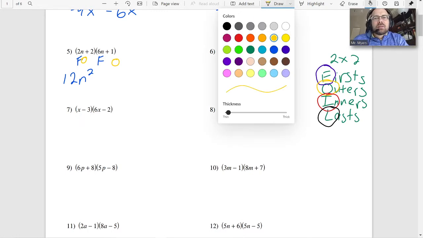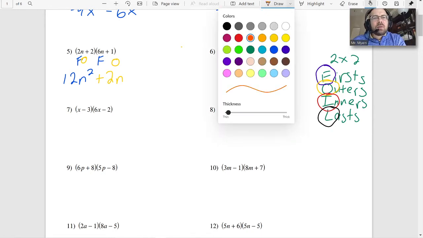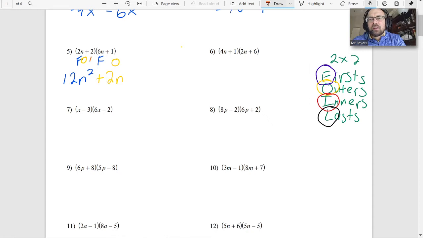So the outers are the 2n and the 1. 2n times 1 is 2n. All right, back on track here. So first times the first, 2n times 6n, that's 12n squared. There's 2 n's being multiplied, so I get n squared. 6 times 2 is 12. Then just 2n times 1 for the outermost things. Then the innermost things. So that's going to be this 2, and then the 6n again. So 2 times 6n is 12n.